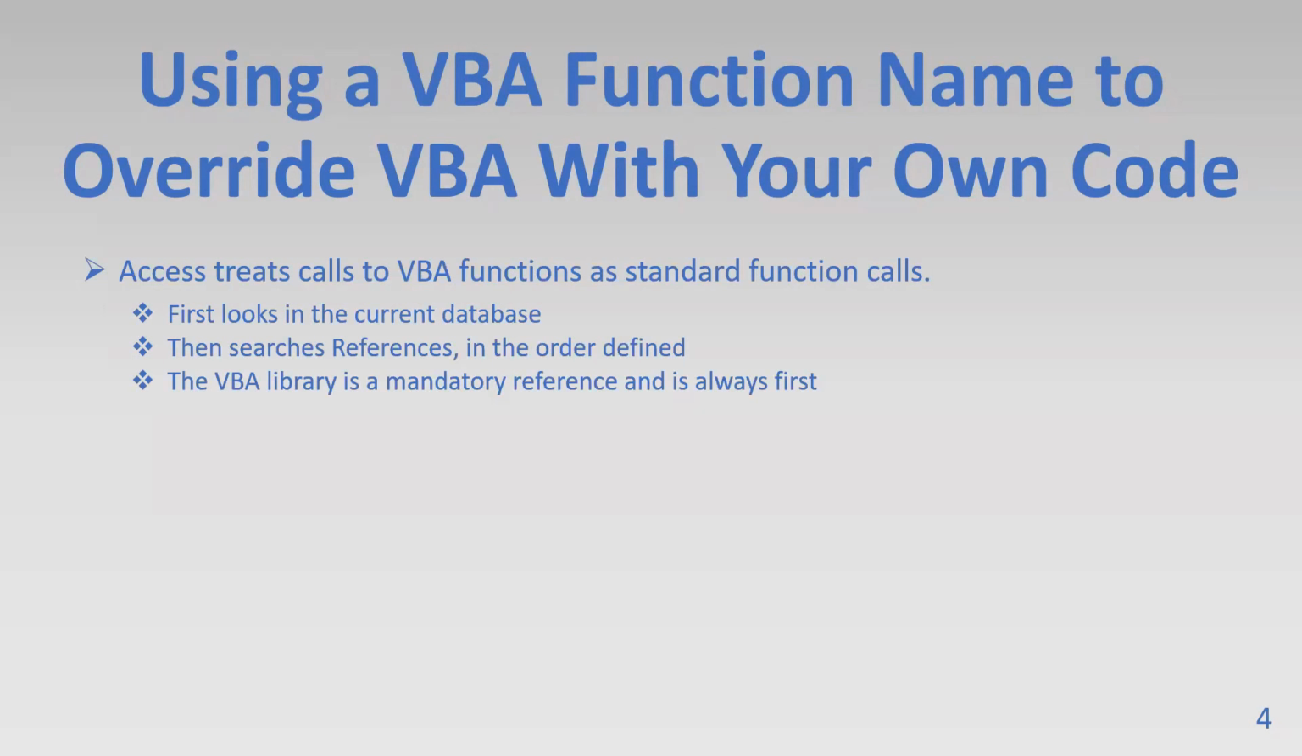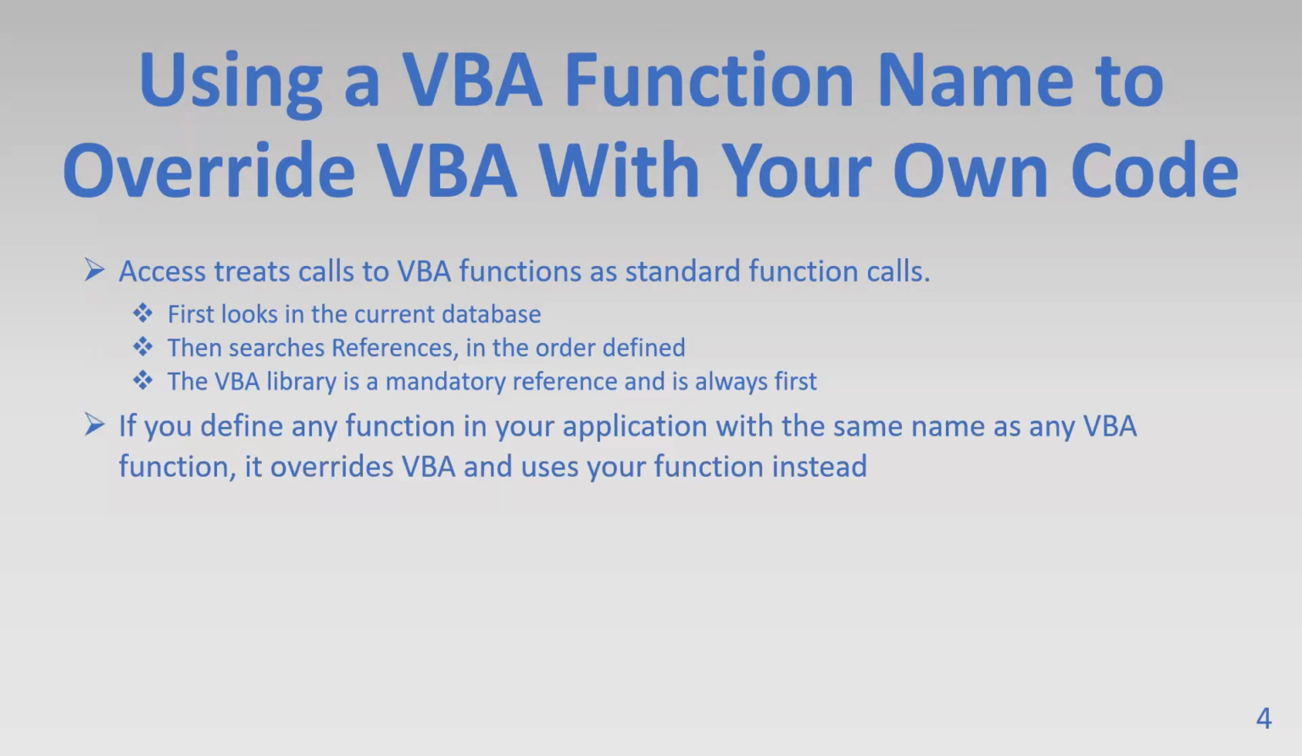Access treats calls to its VBA functions just as standard function calls. So if you call a VBA function, any of them, format, message box, input box, any of those, it first looks in the current database for the function. And if it doesn't find it, it goes to the references and looks through all the reference libraries in the order they're defined. Well, the VBA library is mandatory. It has to be there. You can't remove it. And it always is in the first position. So it always goes to VBA first.